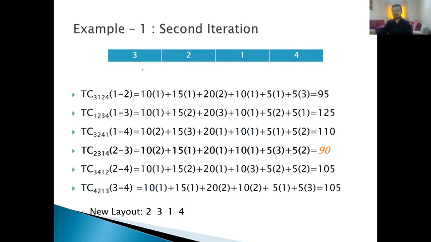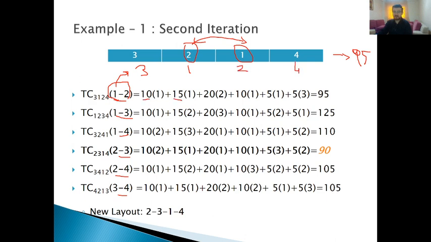So at the beginning of the second iteration, this becomes the initial layout with a cost of 95. So what I'm gonna do is try every possible exchange. These exchanges, we know these: 1 2, 1 3, 1 4, 2 3, 2 4, and 3 4. These exchanges will be done on this layout. So for instance, when I exchange 1 and 2, I swap their locations and the new layout looks like 3, 1, 2, 4.